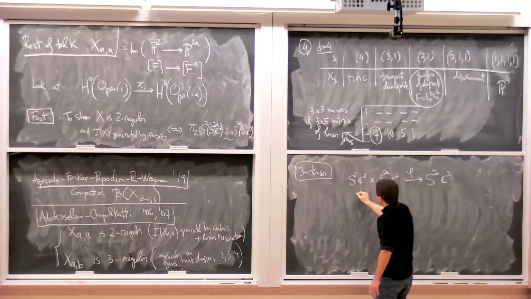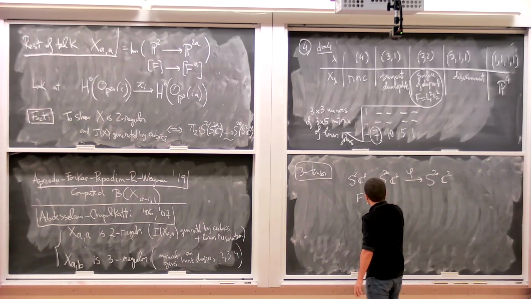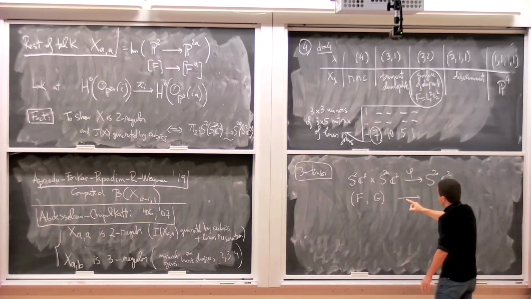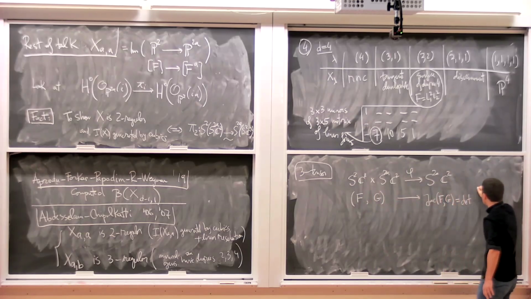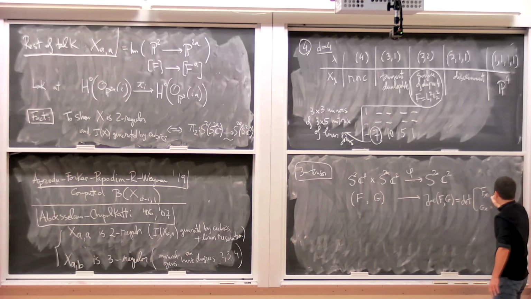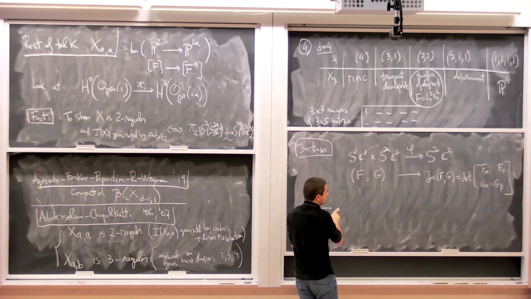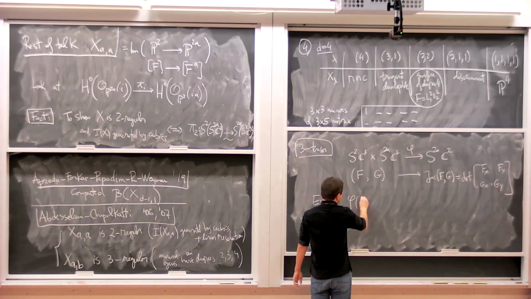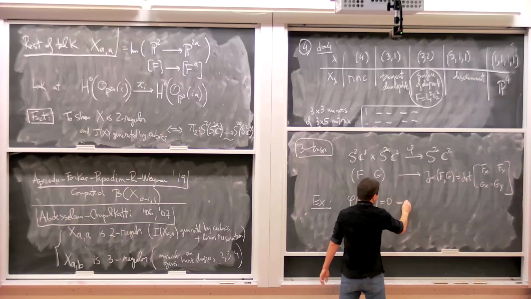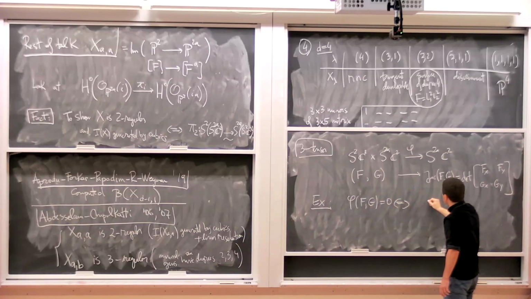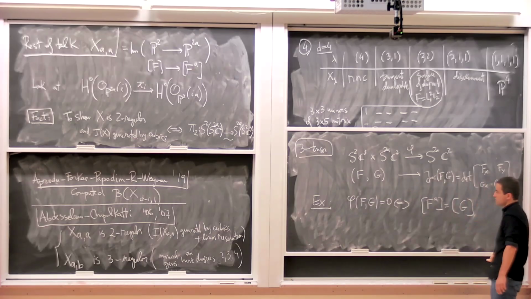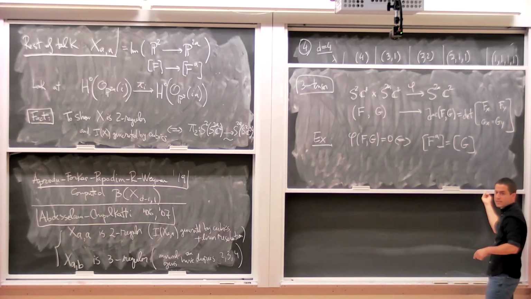What does it do? Well, it inputs a pair of forms f and g, and the output is the Jacobian of f and g. Yes, this is the determinant of partial derivatives. And here's a Calc 3 exercise: this Jacobian is 0, so phi of f, g is 0, if and only if f to the a and g are proportional. So if and only if g is the image of f via this embedding of P2.